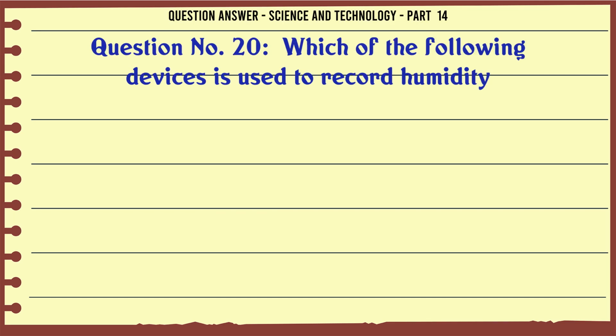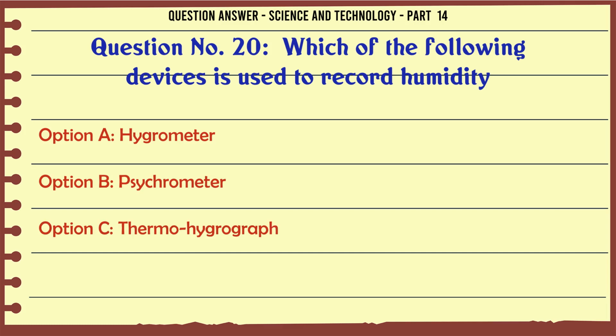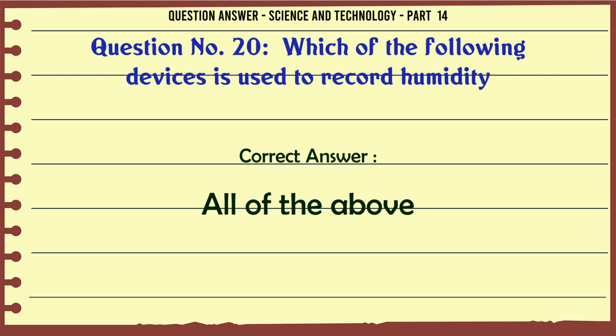Which of the following devices is used to record humidity? A. Hygrometer. B. Psychrometer. C. Thermohygrograph. D. All of the above. The correct answer is all of the above.